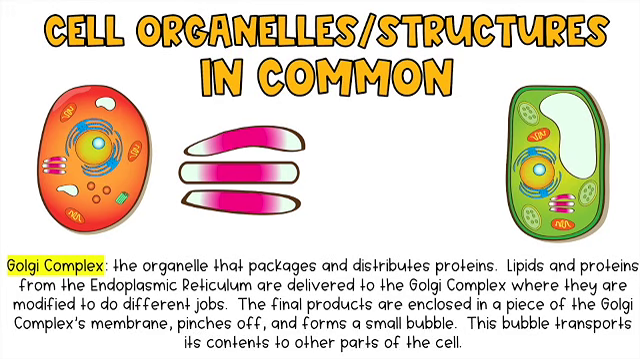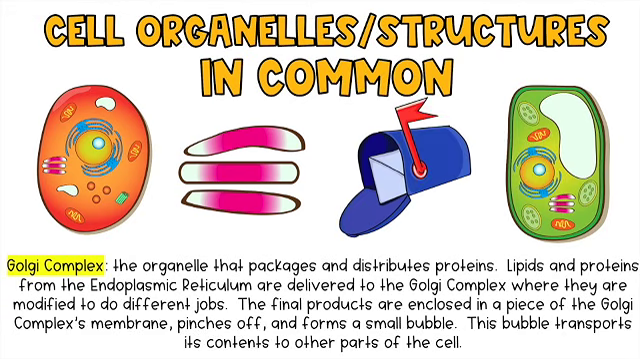Lipids and proteins from the endoplasmic reticulum are delivered to the Golgi Complex, where they're modified to do different jobs, and then the final products are enclosed in a little piece of the Golgi Complex's membrane, and that membrane pinches off and forms a small bubble, which we call a vesicle. And this vesicle or bubble transports its contents to other parts of the cell.